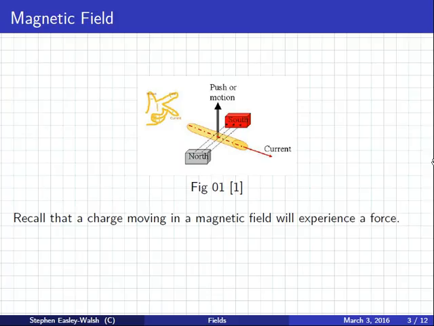Last time, previously in physics class, we saw that a charge moving in a magnetic field would experience a force. And we got this by using the left-hand rule. So here, from north to south, the field is going that way, the current is going to the right, so the force is going up. So this particle, if it was a positive particle, will curve up. Thumb is pointing up.